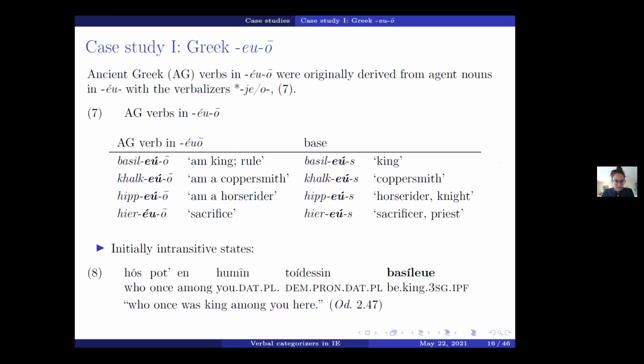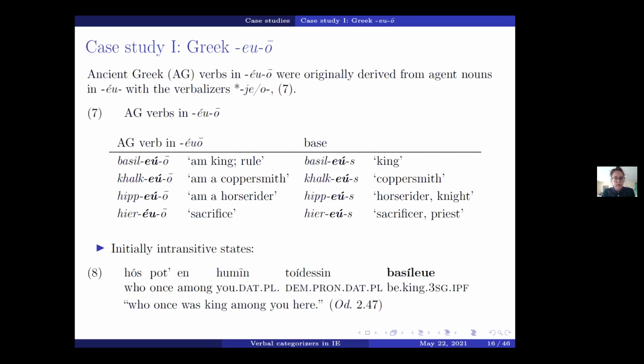The first case study treats ancient Greek verbs in -eo. So these were originally derived from nouns of professions or agent nouns formed with the suffix -eus, so basileus, king. And from this, you could make a verb, be king, basileuo, by using this verbalizer -yo. The y then gets lost through sound change. So these originally form intransitive stative verbs. So be king among you with a locatival dative, or of you with the genitive.